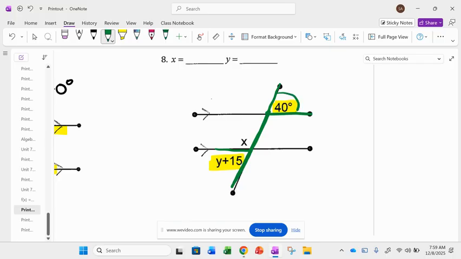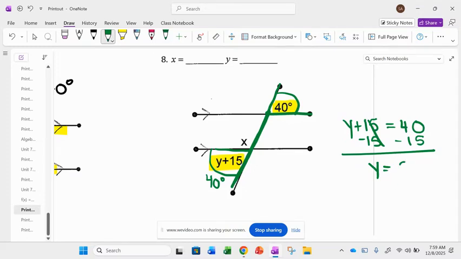So what does that mean? The y plus 15 has to be equal to 40. Does that mean y is 40? No, that means y plus 15 is equal to 40. So then we subtract that 15 on both sides. So y is equal to 25. Let's just find y is 25.